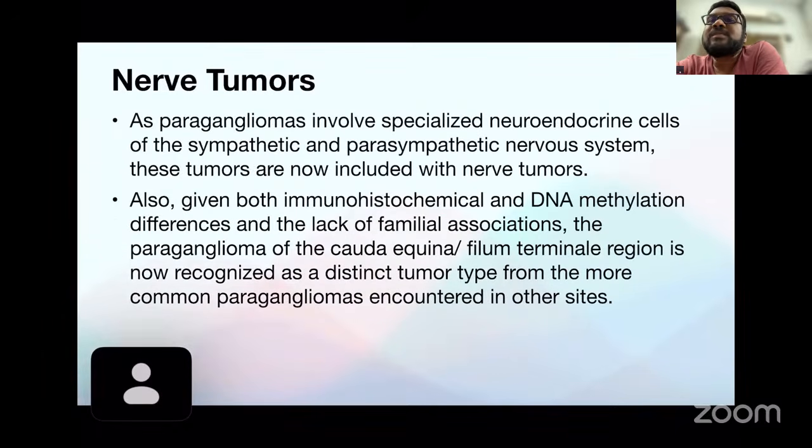So regarding the nerve tumors, paragangliomas are now added here in the nerve tumors. Why? Because they have specialized neuroendocrine cells of the sympathetic and the parasympathetic nervous system. And also because of IHC and DNA methylation differences and the lack of familial associations, the paraganglioma of the cauda equina and filum terminale region alone is considered a distinctive tumor type these days. So first, paragangliomas are included in nerve tumors. And second, paraganglioma of the cauda equina or the filum terminale are grouped together as a distinct entity.